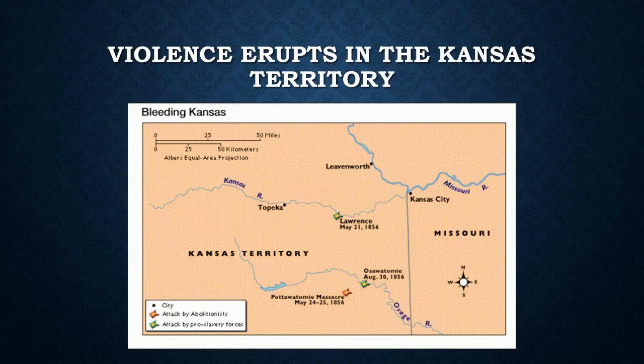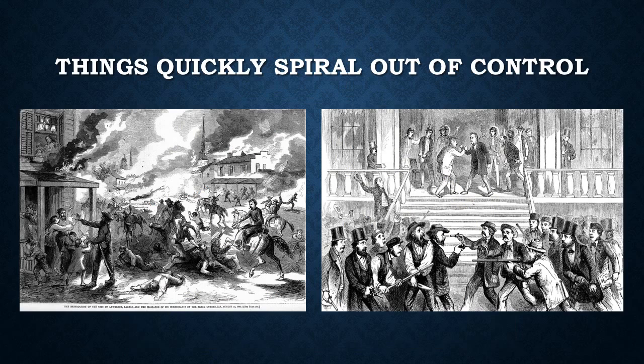Well, these attacks by abolitionists were followed very quickly by attacks by pro-slavery forces. And you can see a few of them on the map here. This is how the violence erupted in the Kansas Territory, and things quickly spiraled out of control. The capital of the Kansas Territory was attacked by pro-slavery forces. Other cities that were dominated by pro-slavery settlers were attacked by abolitionist forces, and Kansas spiraled into what is known as Bleeding Kansas.